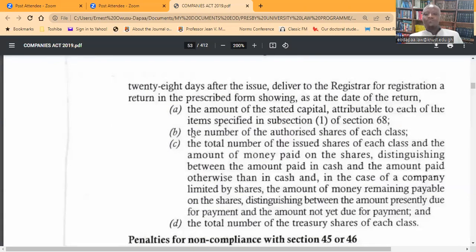And then the total number of the issued shares of each class and the amount of money paid on the shares. So you've told us that you have different classes. You've told us the number. Now, for the authorized number of shares for the various classes, how many of them have actually been issued? Because remember, authorized shares is not equal to total number of issued shares all the time. You can have authorized shares being greater than total number of issued shares. But total number of issued shares can never be greater than authorized shares.